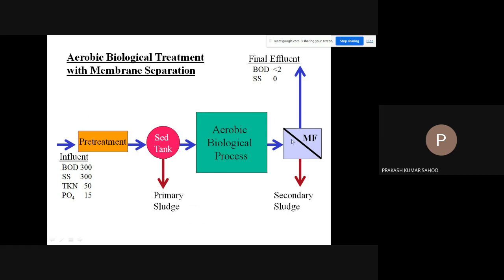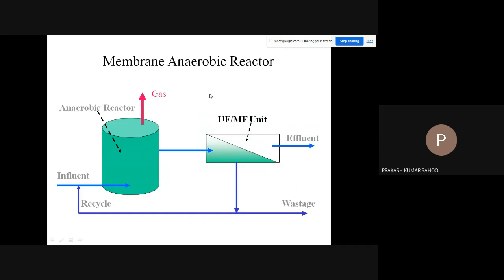This sample gets filtered with this microfiltration membrane, and this is the secondary sludge, and this is the final effluent with some biological oxygen demand and suspended solids, SS. This is an anaerobic reactor where an ultrafiltration or microfiltration unit is used here. The sample gets separated through this membrane as the effluents are separated here.